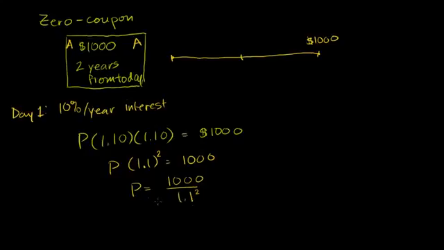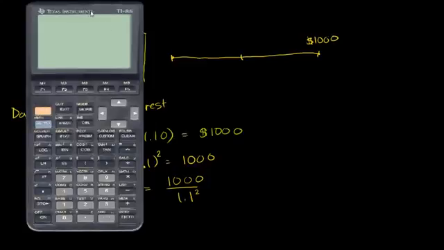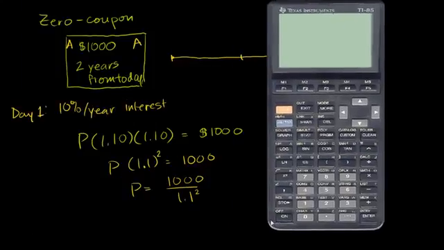Another way to think about it is the price that someone would be willing to pay if they expect a 10% return. It's the present value of $1,000 in 2 years discounted by 10%. This is 1.10 or 1 plus 10%. So what is this number right here? Let's get a calculator out.